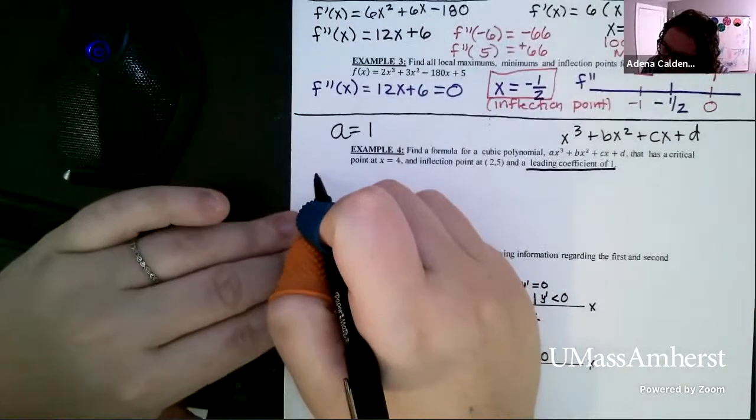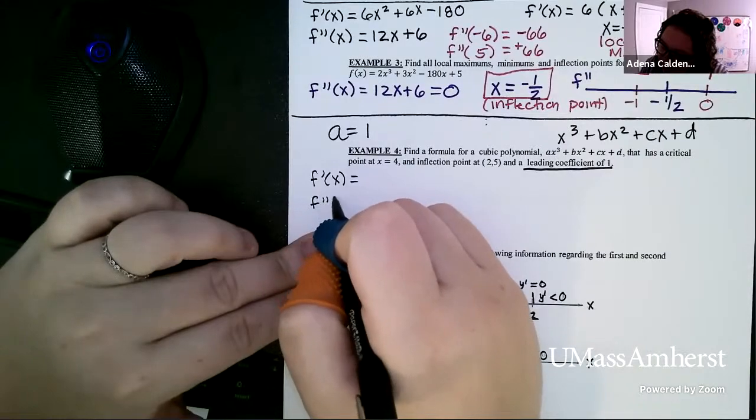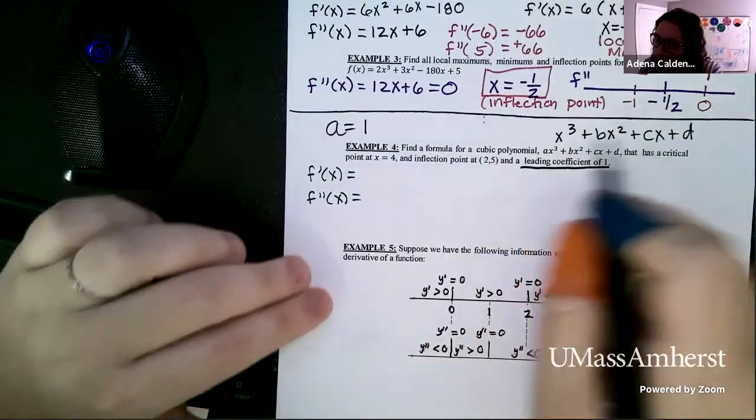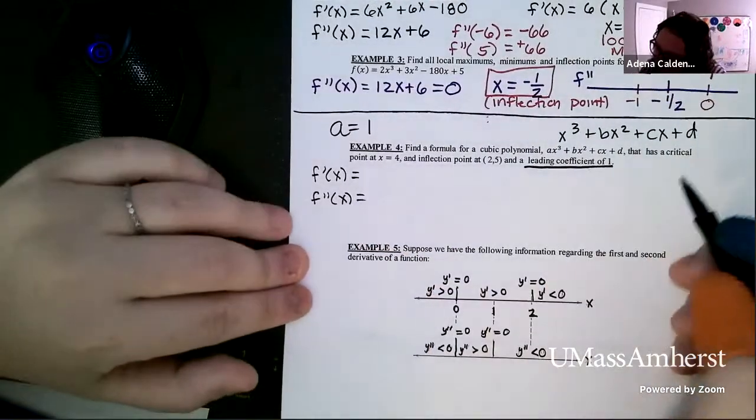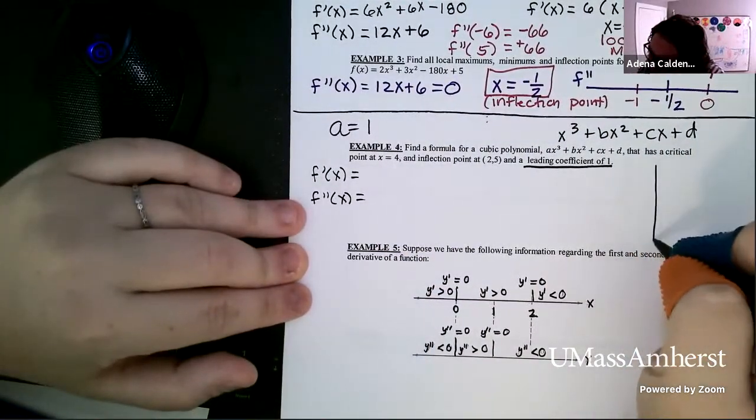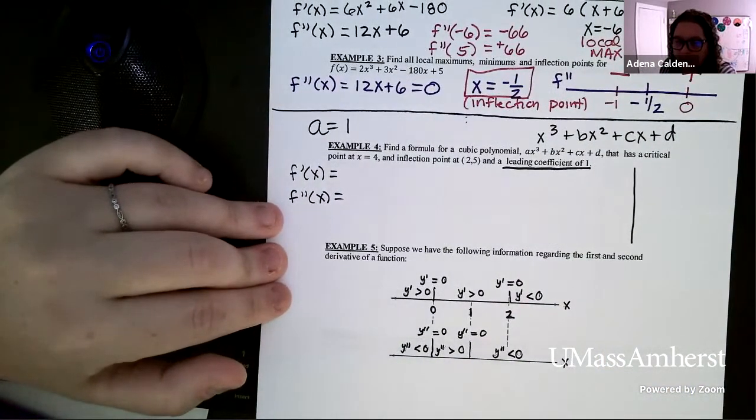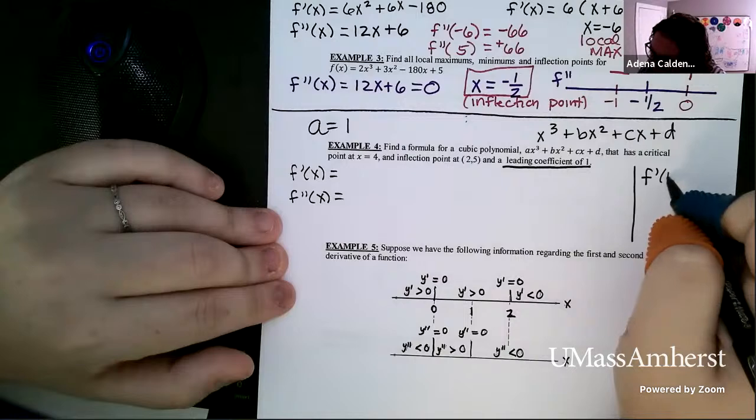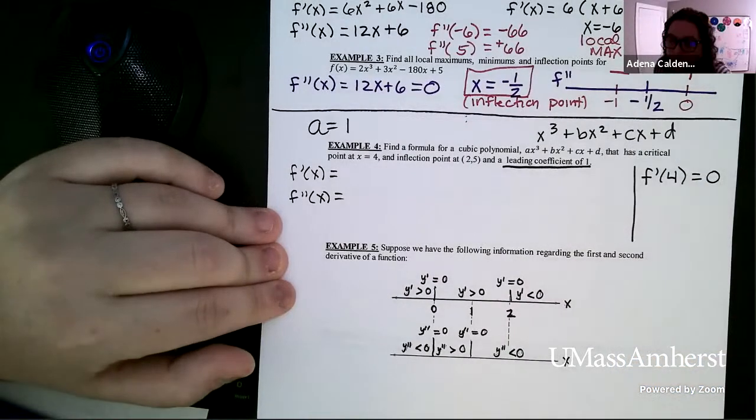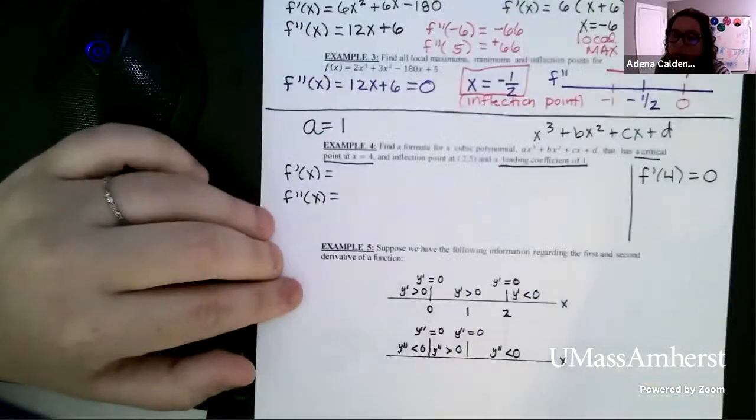Well, I'm going to advise you that you want to start by finding the first derivative and the second derivative in terms of these values here, where B, C, and D are just numbers. Okay, then once you have your 2 derivatives, we are going to be using the fact that we have a critical point at 4. So if we have a critical point, that means the first derivative will be 0 at 4. So f prime of 4 equals 0. That's what this piece right here is telling me, a critical point at x equals 4.